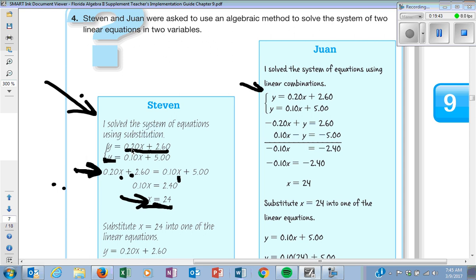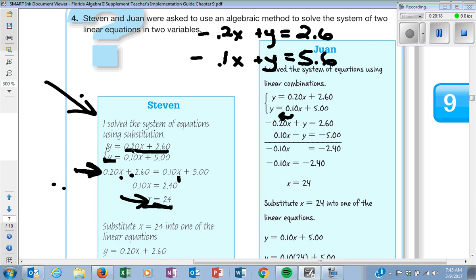He moves both these equations around. You with me? First thing he does is he moves this over to this side, which is fine. I would do it differently, but he goes negative 0.2x plus y equals 2.6. You with me? He then moves this over here, so it becomes negative 0.1x plus y equals 5.6.